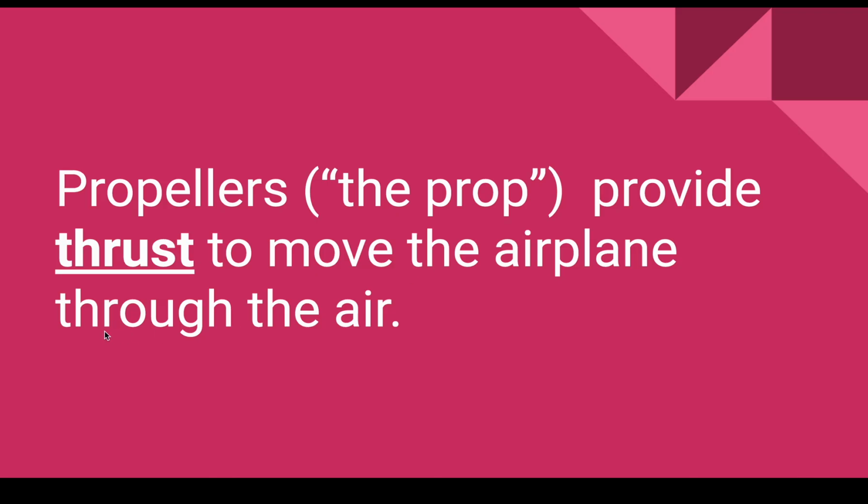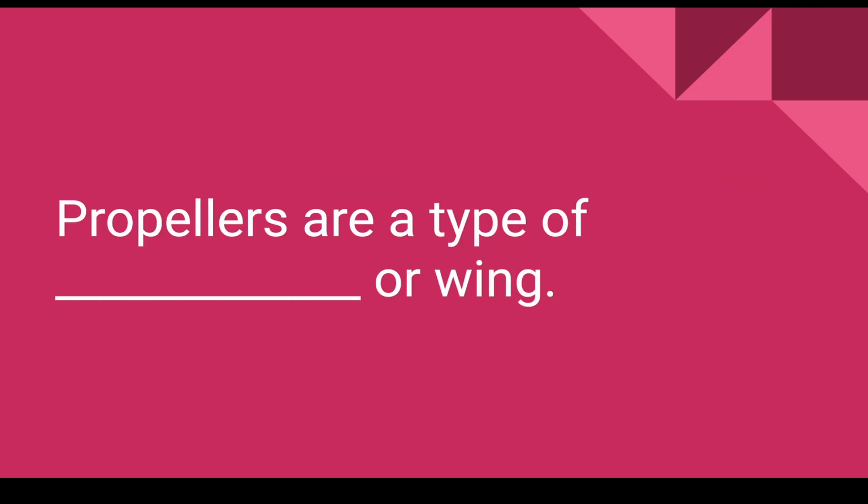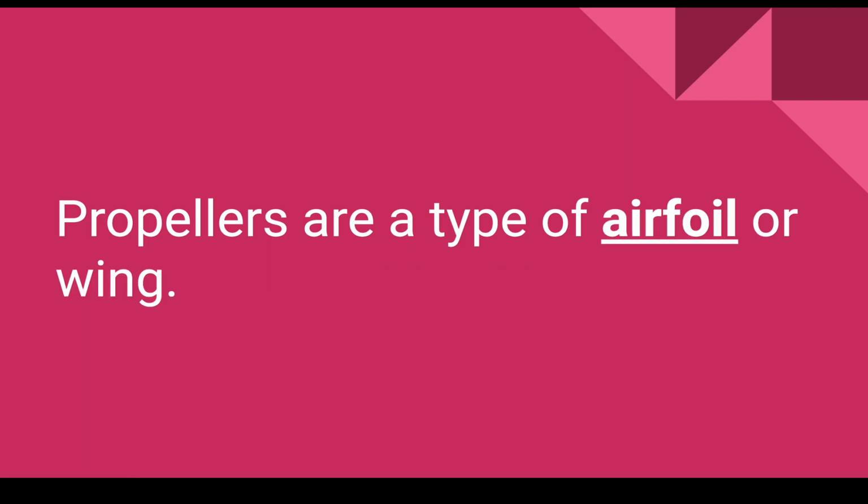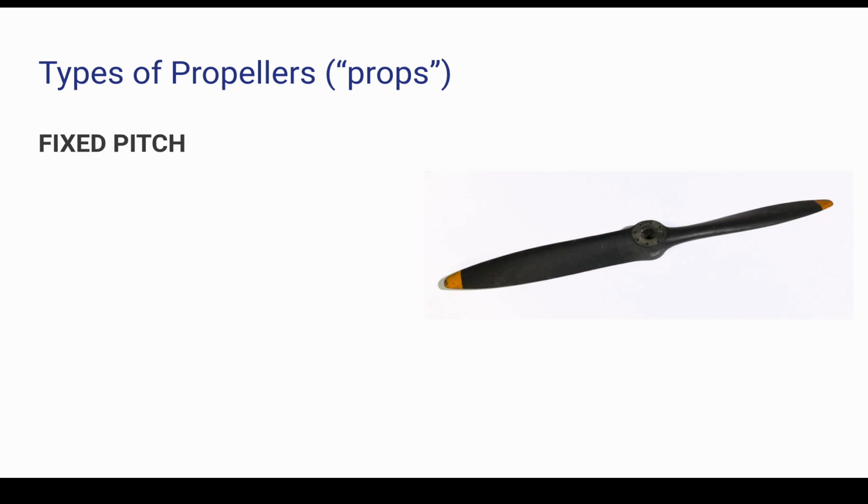All right, let's talk about that spinny thing on the front that makes a lot of noise. It's called a propeller. And propellers, or we call it the prop, provide thrust to move the airplane through the air. Propellers are a type of airfoil or a wing. So there's different types of props. There's a fixed pitch propeller. That's what is on most training airplanes. You can't control it. It's been formed a certain type of pitch, and it just stays that way no matter what. It can't be changed by the pilot.